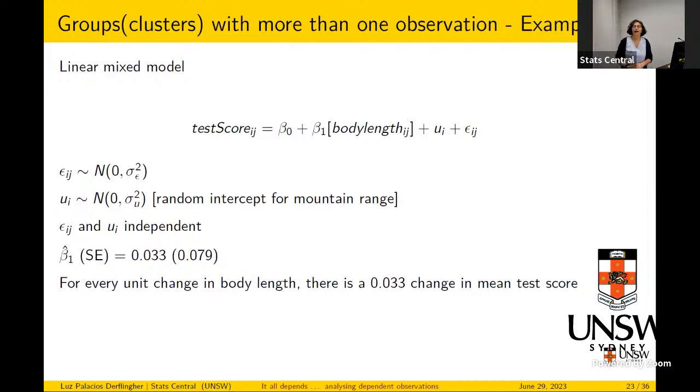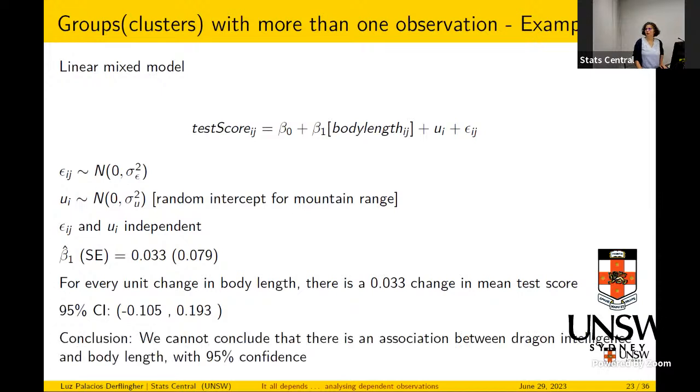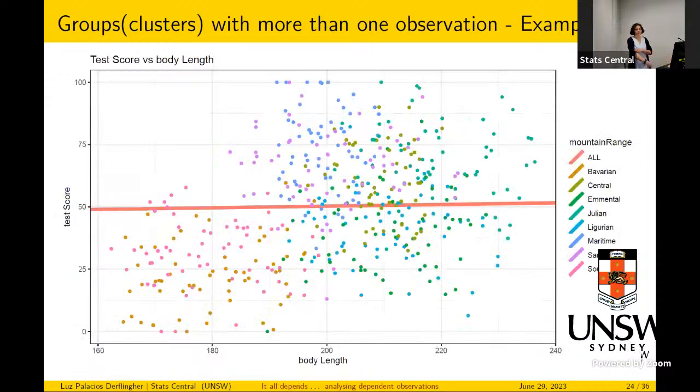If we run that, now we have our estimate of beta 0.033, the standard error 0.079. So based on the point estimate, for every unit change in body length, there is a 0.033 change in mean test score. But the confidence interval now includes 0. So we cannot conclude there is an association between dragon intelligence and body length.